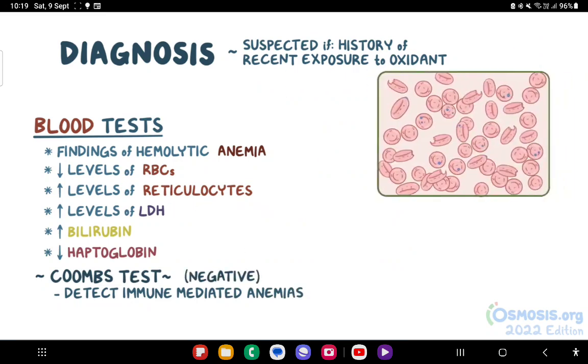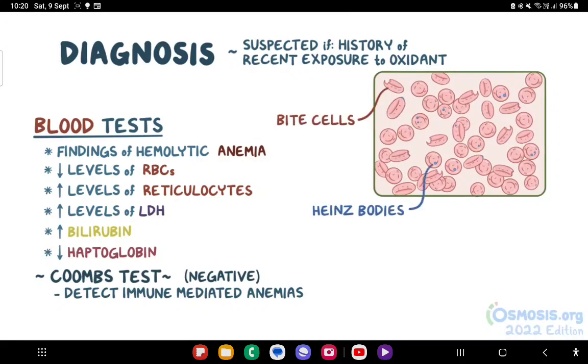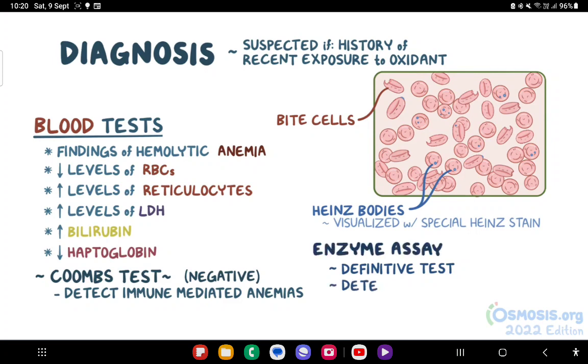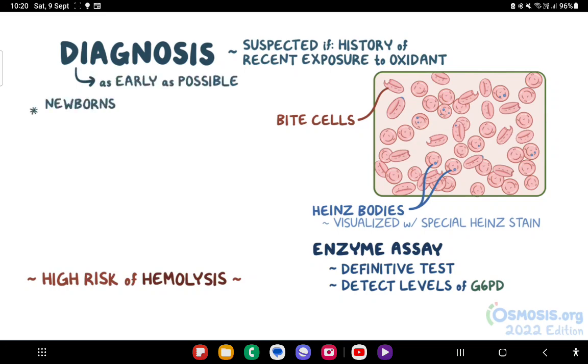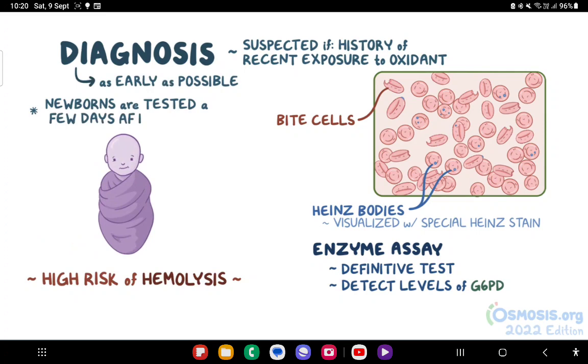Now, the blood smear will show bite cells and Heinz bodies that are characteristic of G6PD deficiency and can be visualized with a special Heinz stain as dark intracellular inclusions within the red blood cells. But the definitive test for G6PD diagnosis is an enzyme assay to detect the levels of G6PD. Given the high risk of hemolysis, it's important to diagnose G6PD deficiency as early as possible, so newborns in many developed countries are tested a few days after birth.